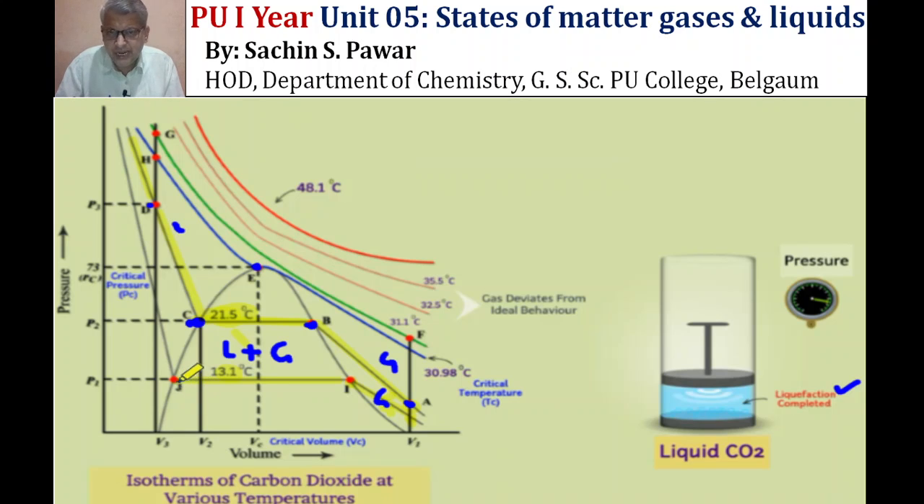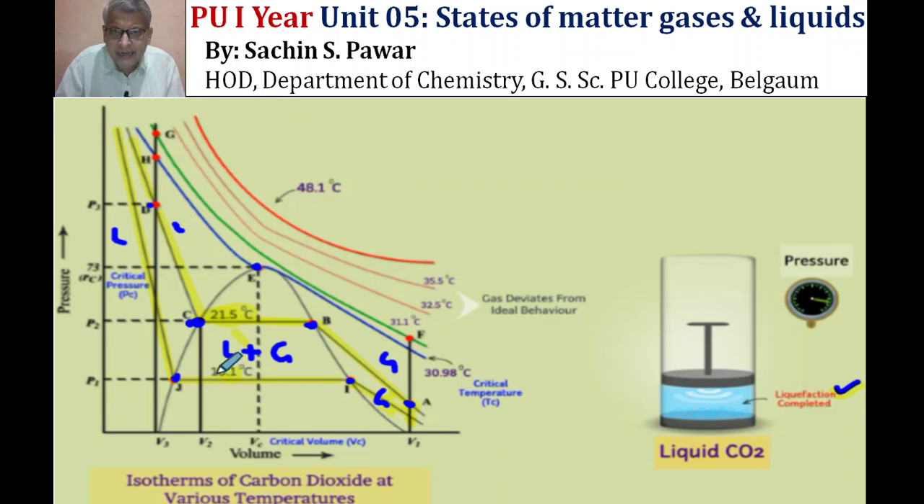After spot J, you see the volume is not changing that much, but the pressure is increasing like anything. That means at this condition, after J, the liquefaction has completed. The liquefaction is completed, means liquid is completely formed. So here also we have liquid state. If I join these points I, B, K and C, J, I get an area.